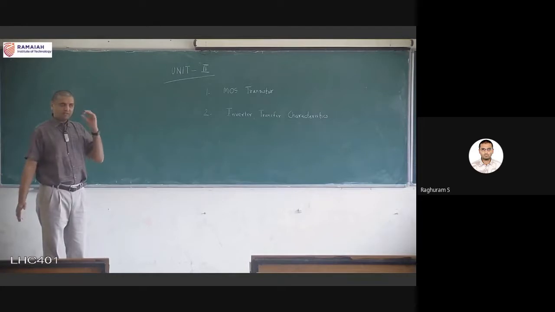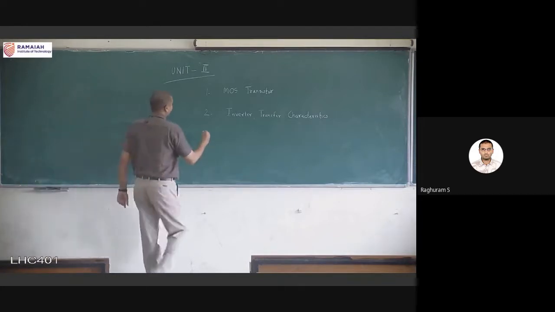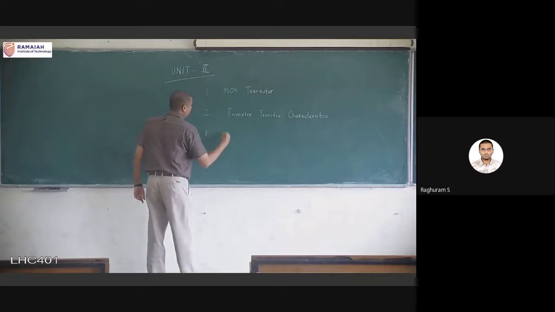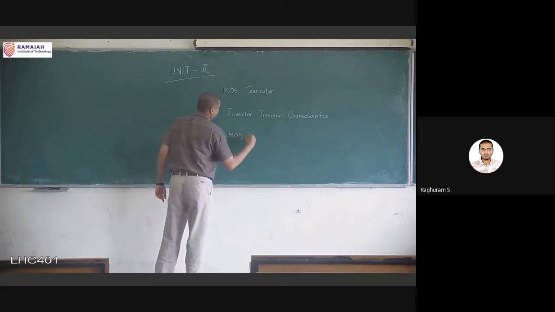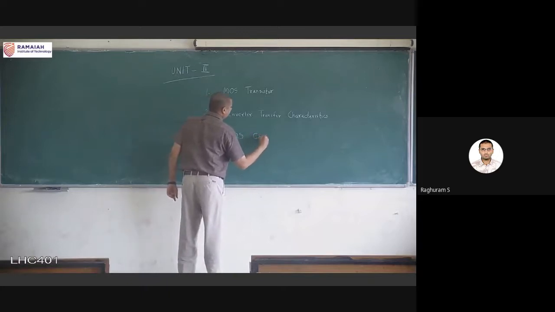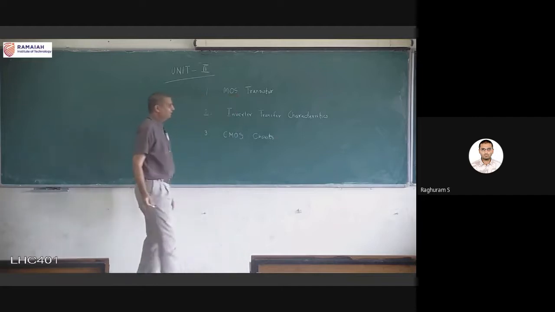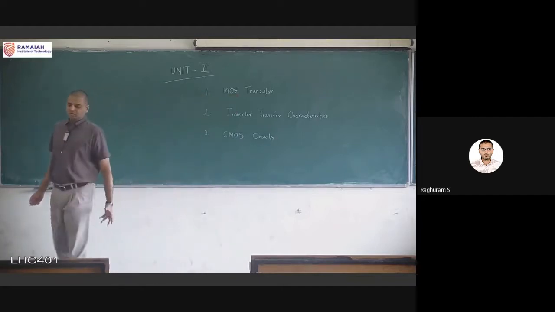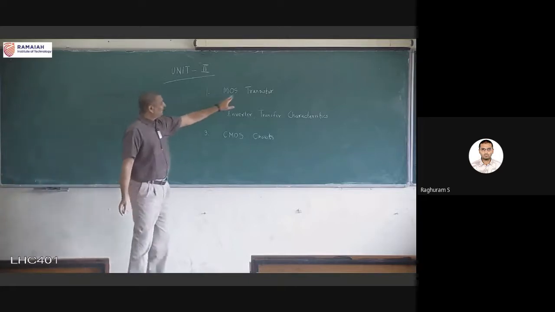So that inverter is the simplest circuit. From that, we will go to CMOS circuits. Now this top is the transistor.